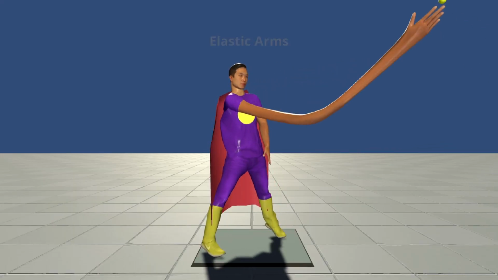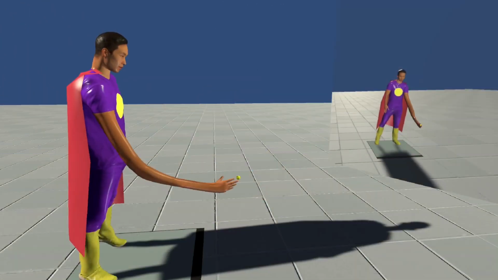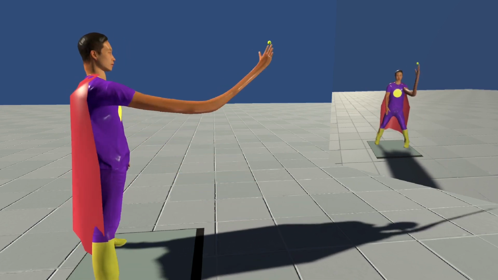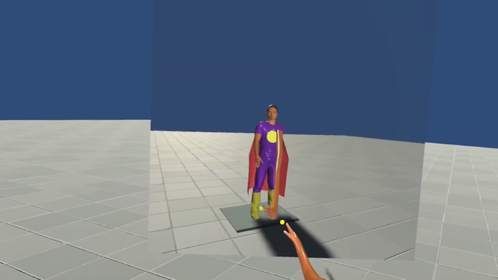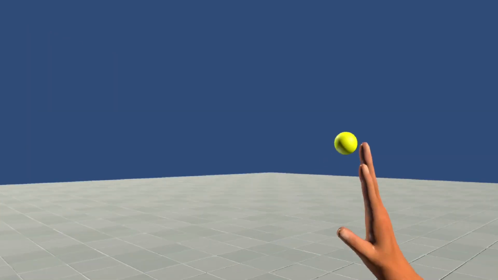Elastic arms is inspired by the superpower of characters like Mr. Fantastic. Here, the avatar's arm becomes elastic and stretches as far as needed.